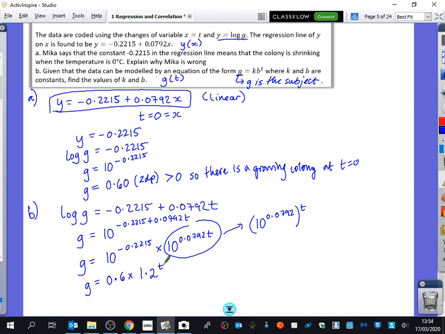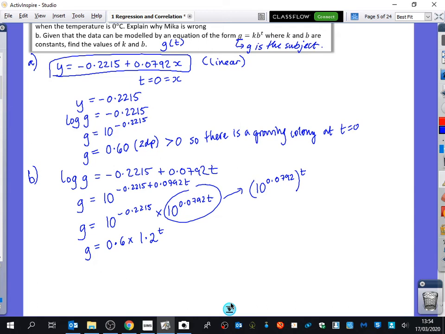So let's just have a little think about this equation for a second. This is the answer because they wanted it to be g equals k b to the t. So k is equal to 0.6 and b is equal to 1.2. Now I just want to explore this a little bit more, a bit like the squirrel question in the exam that we did. You can then think about what's happening with this.